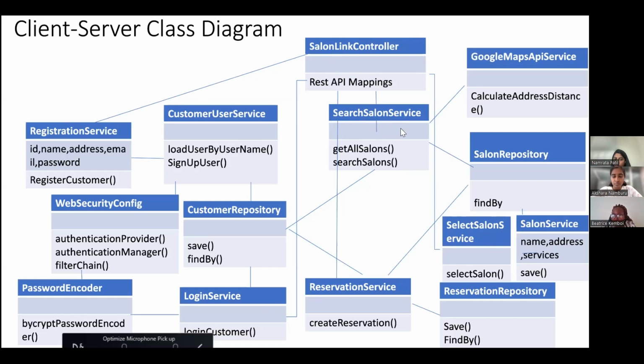Similarly, the search salon service is also connected to the Google Maps API service, because this is what it uses to calculate the distance between addresses, and then the salon repository, because that's where it retrieves the salon information from, and the customer repository, because that's where it gets the customer information to calculate the distance between the customer address and the salon address. And similarly, you can see the associations between all these other classes.